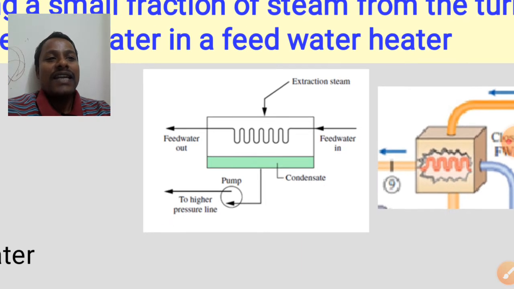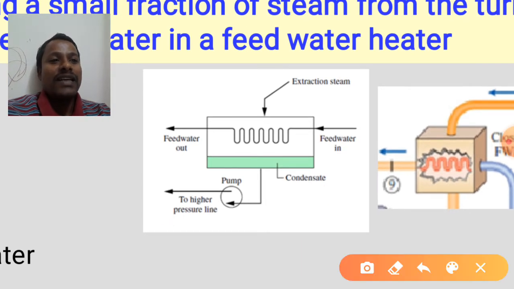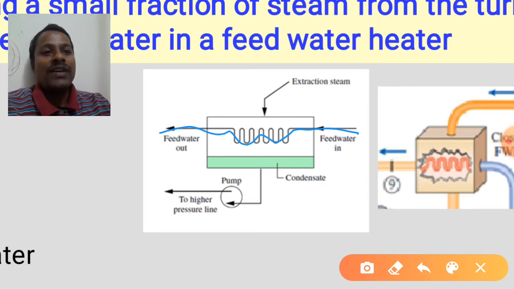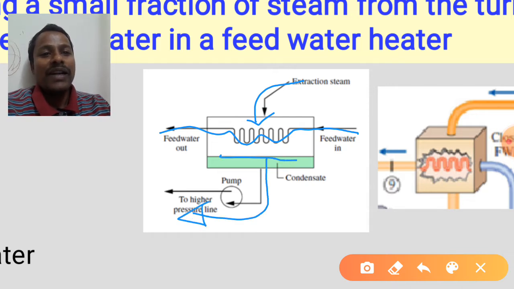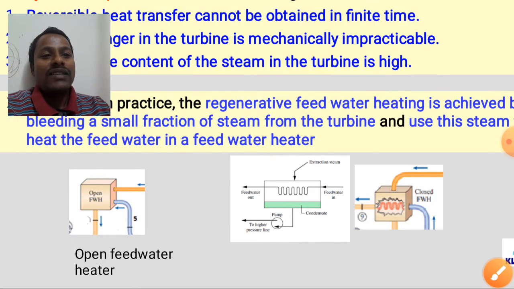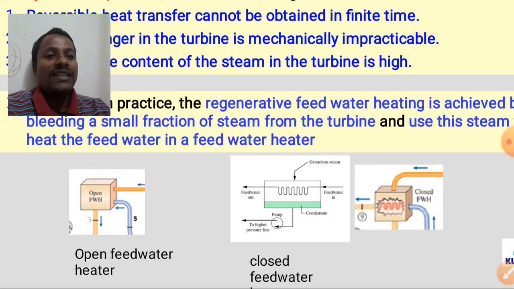So this is the line diagram which shows it very clearly: the feed water is flowing inside the tubes and the extracted steam from the steam turbine flowing outside the tubes gets condensed, and again condensate is pumped back into the cycle. So this type of feed water heater is called a closed feed water heater.